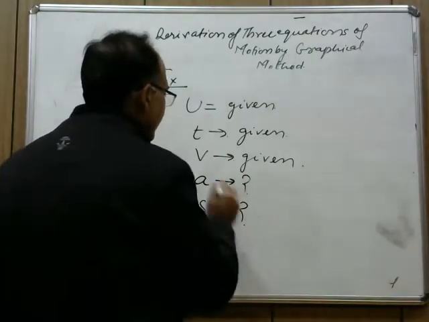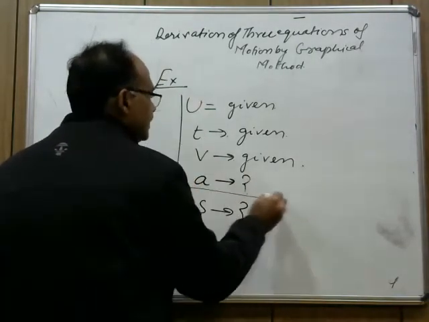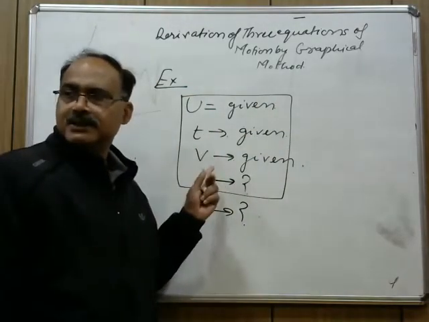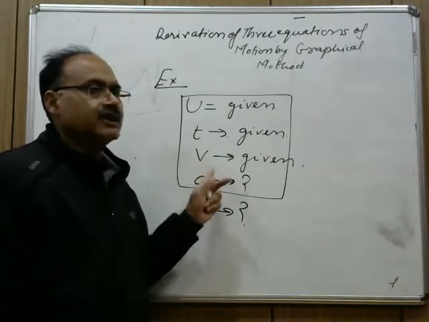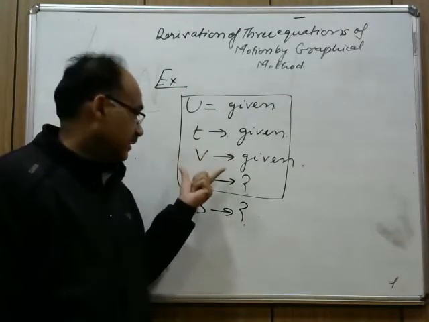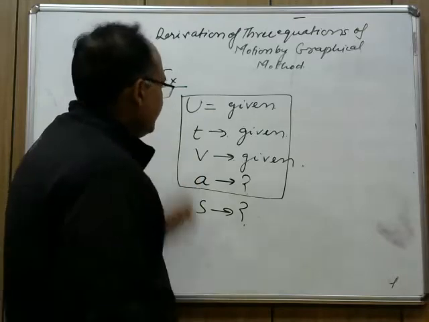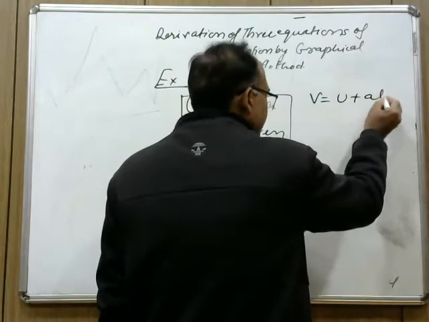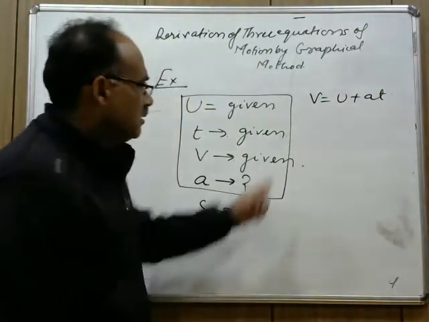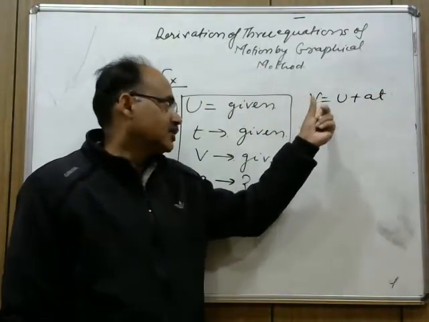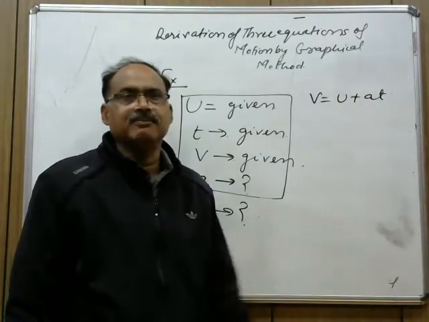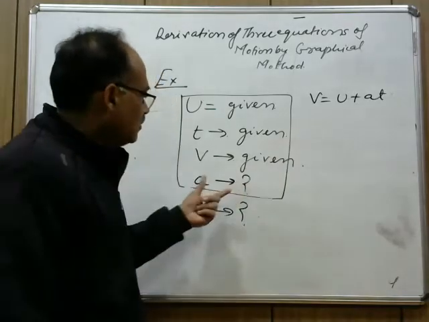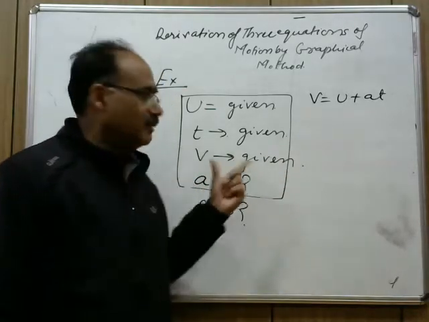So first of all, when acceleration is asked, think which equation connects all those four quantities. Which equation connects all those four quantities. So here we can say the first equation of motion, v is equal to u plus at. In this equation, all the four quantities, that is final velocity, initial velocity, acceleration and time, are connected. Okay, so this is the way to find which equation we will apply.